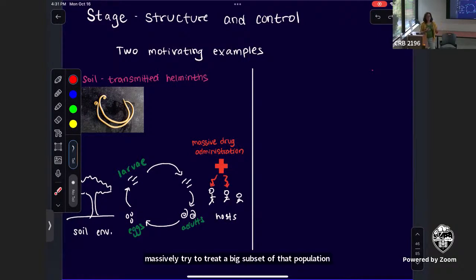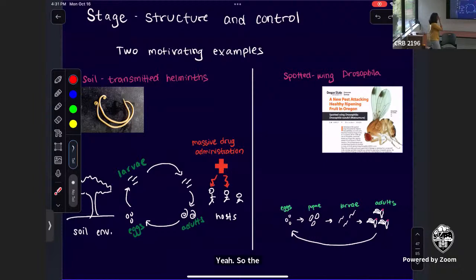And they try to do this periodically, maybe once or twice, in some cases, 3 times a year. So the second motivating example for this next work is the spotted winged Drosophila, which is an invasive species that infects agriculture in Oregon, amongst many other places.